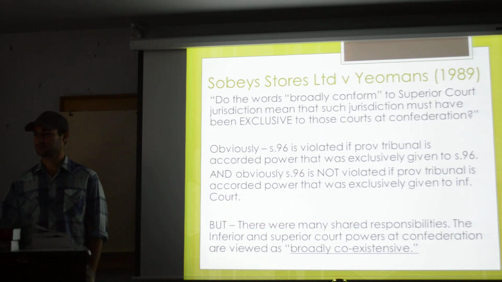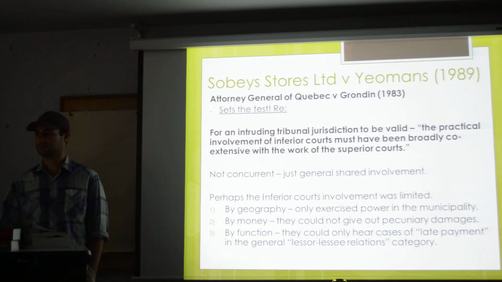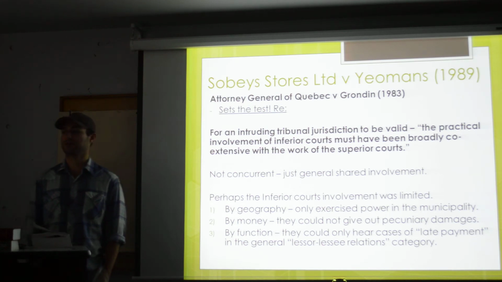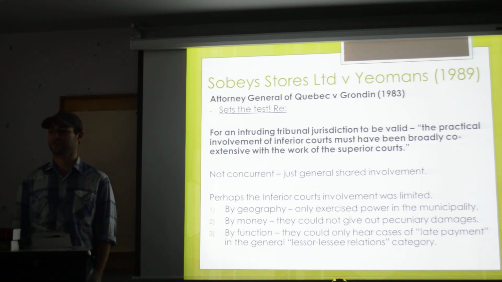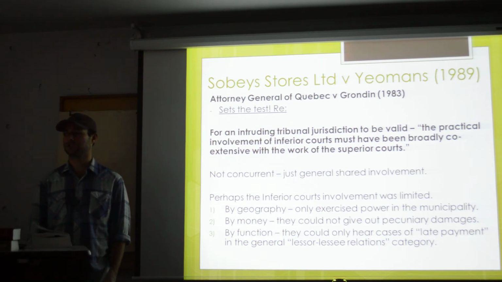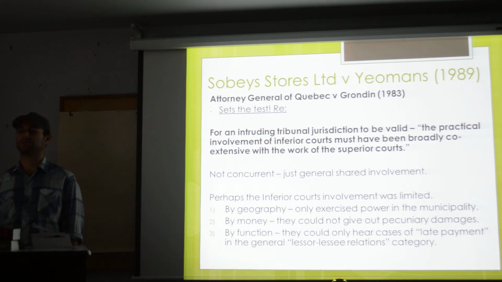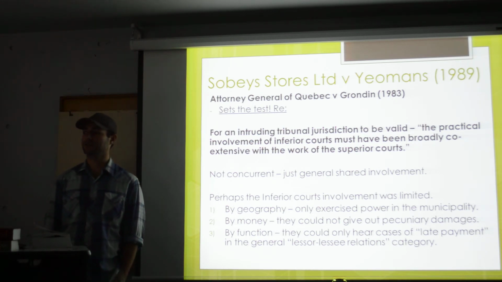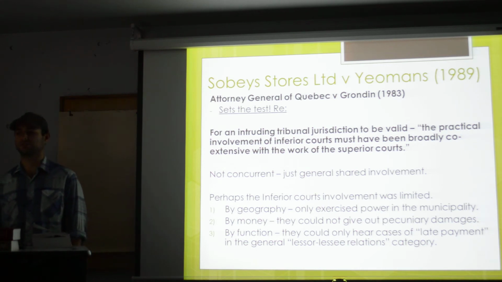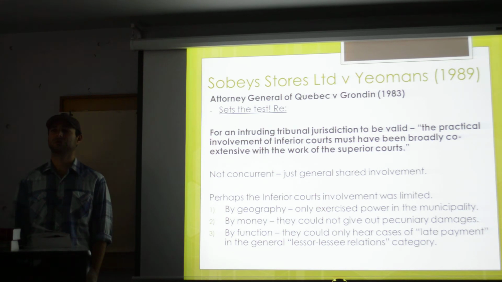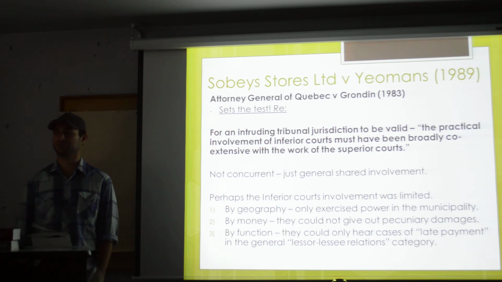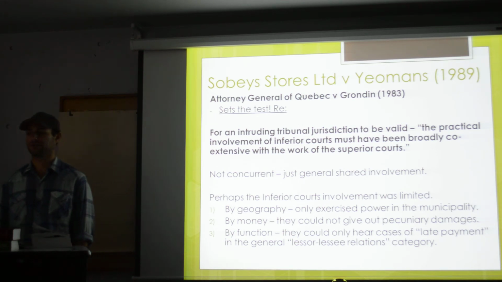And she cites Attorney General of Quebec versus Grandet in 1983. Here, for an intruding tribunal jurisdiction to be valid, the practical involvement of the inferior court must have been broadly coextensive with the work of the superior courts. So it can intrude, but it has to be broadly coextensive.